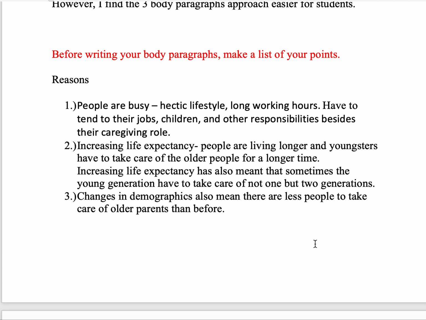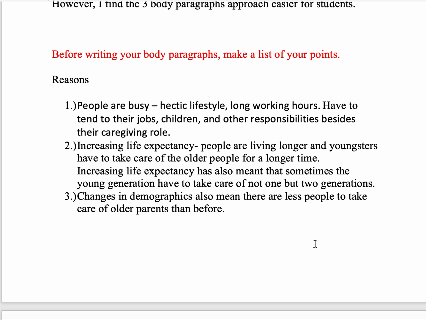Then second reason is increasing life expectancy. So they are living longer. People are living longer, and youngsters have to take care of the older people for a longer time. Increasing life expectancy also means that sometimes the young generation have to take care of not one but 2 generations. And then third is the changes in demographic trends also mean there are less people to take care of the older people than before.